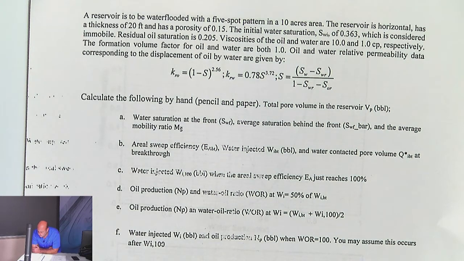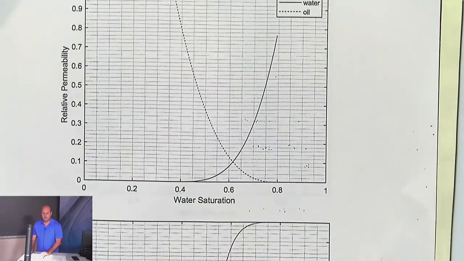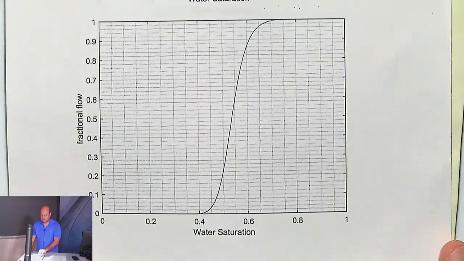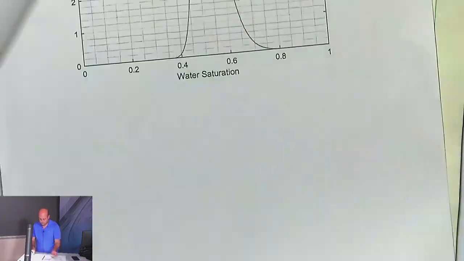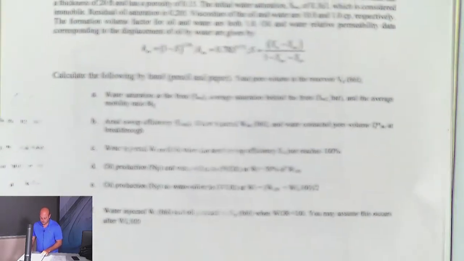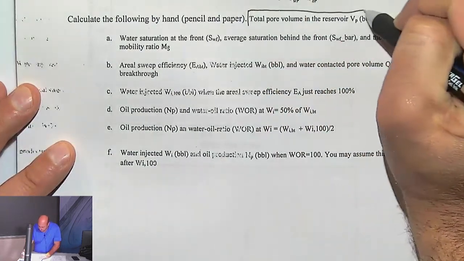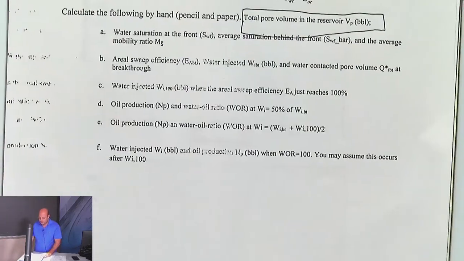Formation volume factor, oil and water are 1, and the oil and water relative permeability data are given by these equations. And on the plots, I gave you the relative permeability curves, the fractional flow curve, and the derivative of the fractional flow curve. So, calculate the following by hand. And sorry, the first question was this one. Looks like some formatting issue.